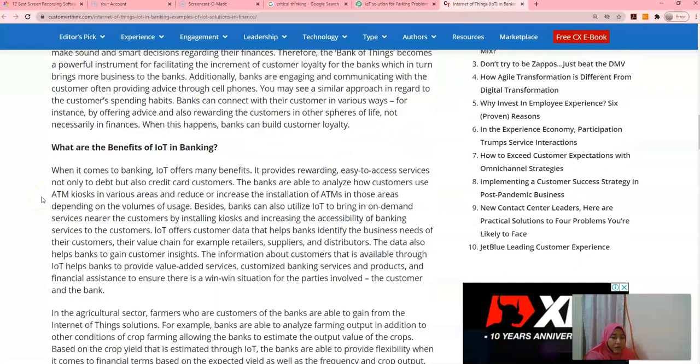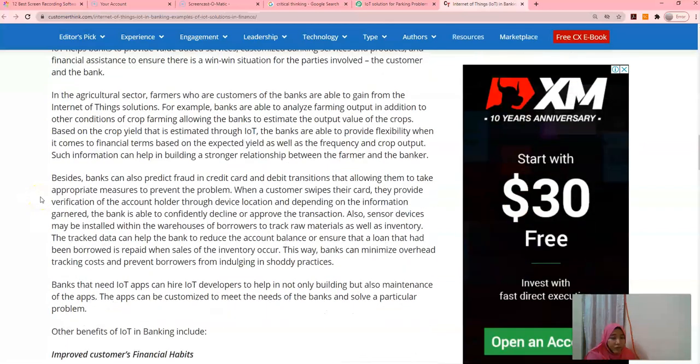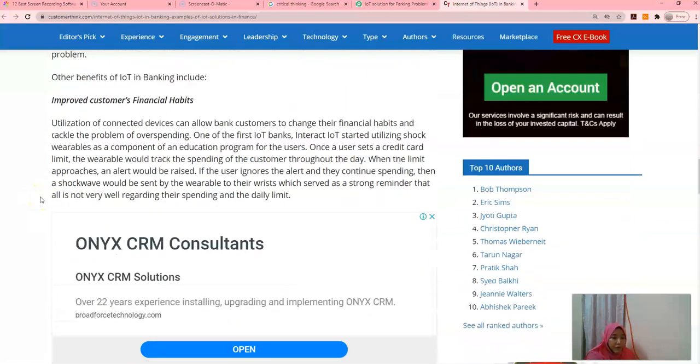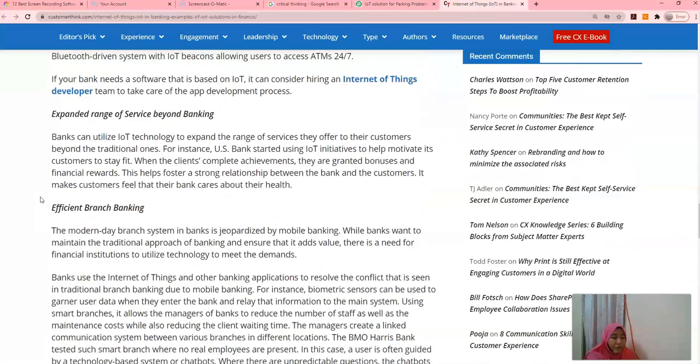So what are the benefits of IoT in banking? Normally you use the ATM, but nowadays you can use your apps to do the transaction and so on. So you can have the credit transaction. This is all the benefits that we have. I hope that you can read the article to get some ideas. I just share this one for you to build critical thinking in your area.